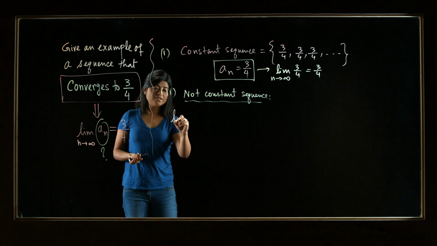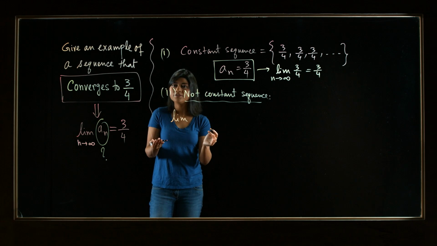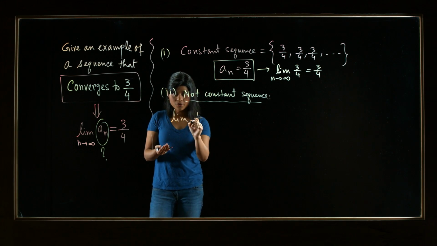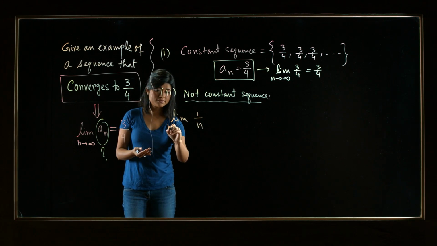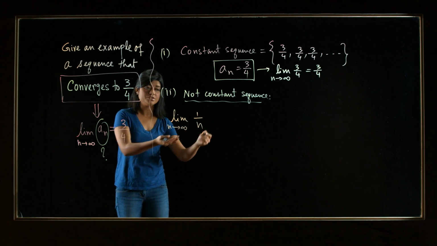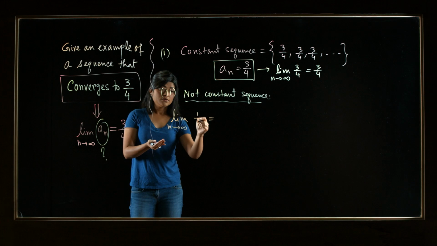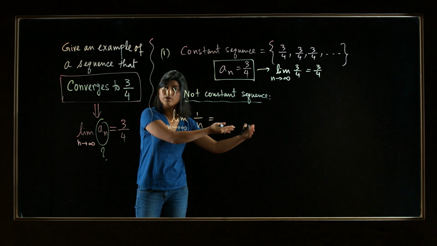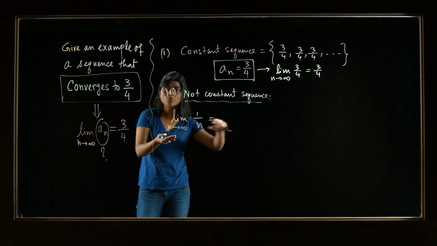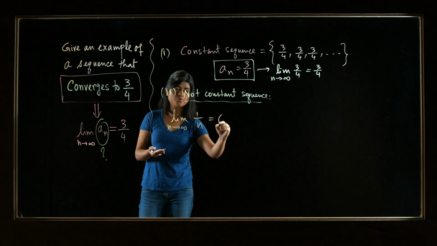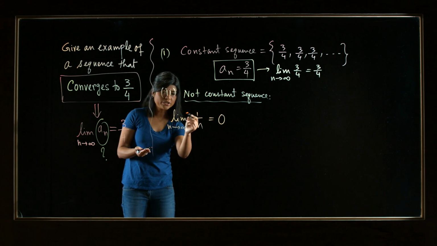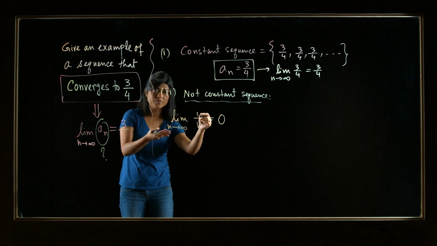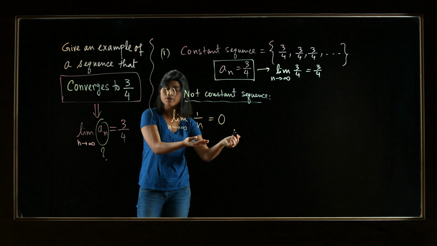Now, think of one sequence which is very common and very well known: 1 over n. What is the limit as n approaches infinity? Think of the terms of the sequence: 1, 1/2, 1/3, 1/4, 1/5. The numbers are decreasing, and where are they approaching? Of course, they're approaching 0. You can also see right here, as n goes to infinity, the denominator is getting very big, so the whole thing is getting small.